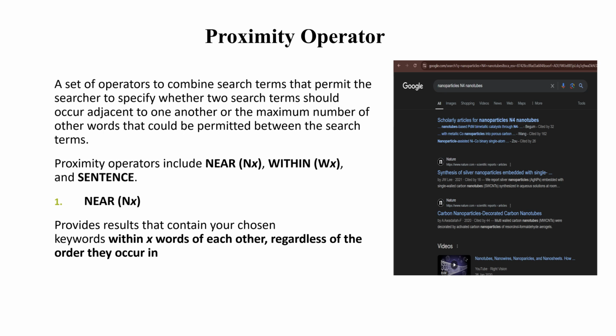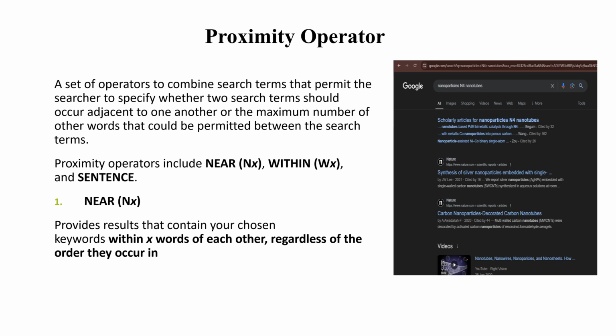So these are the proximity operators known as within, near and sentence, which are very popular and widely used in almost all of today's search engines. In this search result, you can easily visualize that the near operator gives you all the results in Google which include documents that contain both the terms.